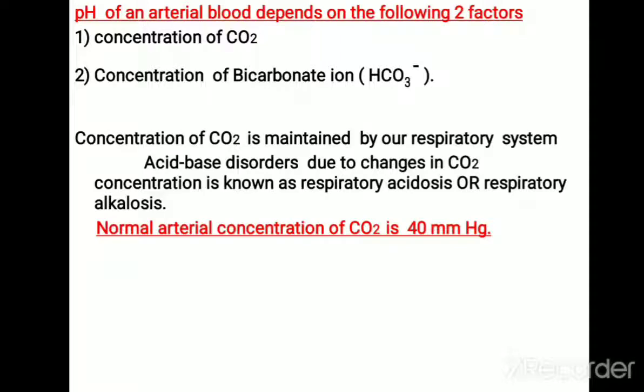So the concentrations of carbon dioxide and bicarbonate regulate the normal arterial blood pH. If there is any change in the carbon dioxide concentration or bicarbonate concentration, that will produce changes in arterial blood pH. Then you should write the normal arterial concentration of carbon dioxide. The normal arterial blood concentration of carbon dioxide is around 40 millimeter mercury.